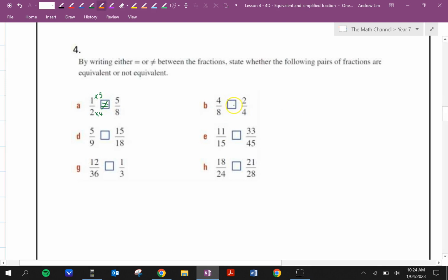Question B. How do I turn this 8 into 4? We divide it by 2. How do I turn this 4 into 2? We divide it by 2. Well, because we're dividing by the same number, they must be equal to each other. So have a go with question D, E, G, and H.